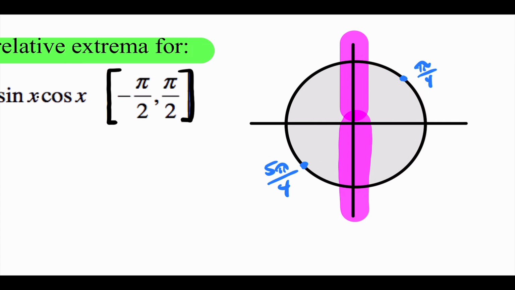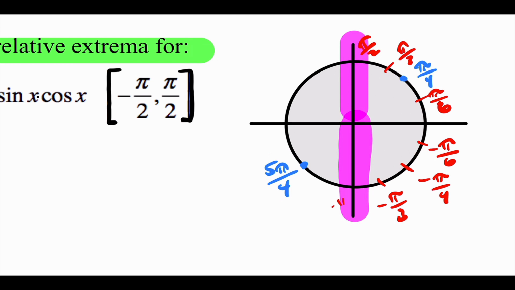Okay. So again, so we have pi over 6, pi over 3, pi over 2. Negative pi over 6, negative pi over 4, negative pi over 3, negative pi over 2, right? That's the hemisphere I'm looking at, okay?